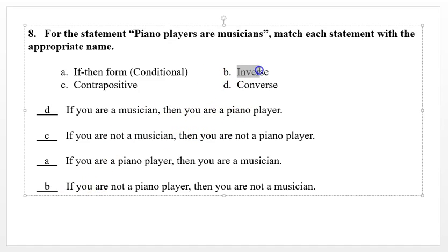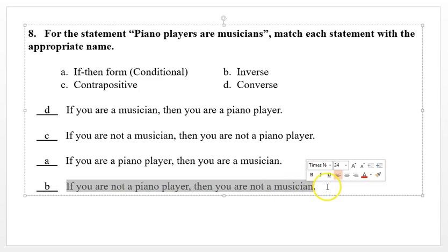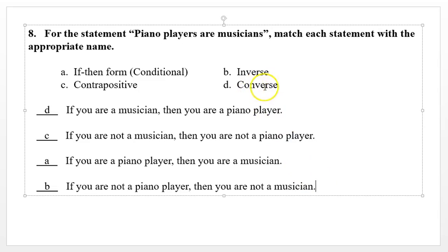for B, the inverse, remember you put not on both of your hypothesis and conclusion. That's what changes. So that is the statement right here. If you're not a piano player, then you are not a musician. And the converse, let's go to that one first. The converse of a statement is you switch the hypothesis and conclusion. So from A here, switch are a piano player and are a musician, and you've got it.